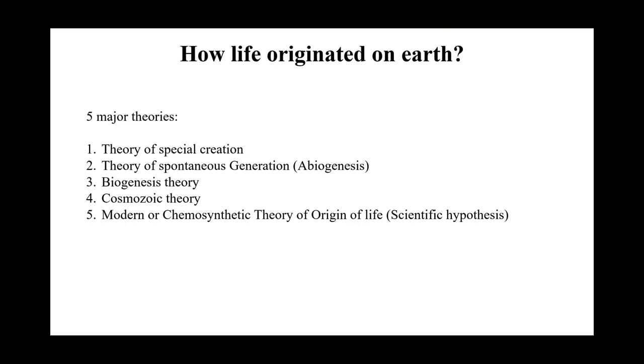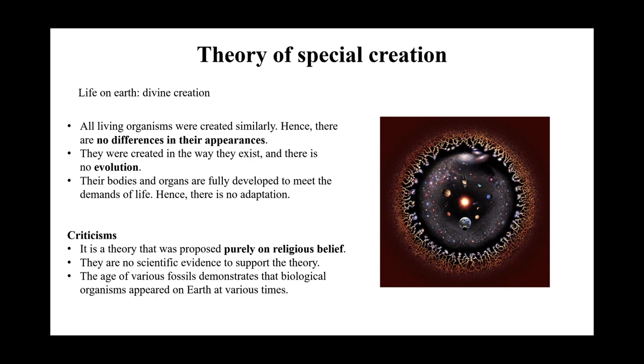So that was, very briefly, how the Earth came about. But how life came about on Earth also has major theories that try to answer this, and it's important to go over each of these so that we appreciate the actual process. So the first is the theory of special creation, where it says that all living organisms were created similarly, with no differences in their appearances, they were created the way they exist, and there is no evolution.